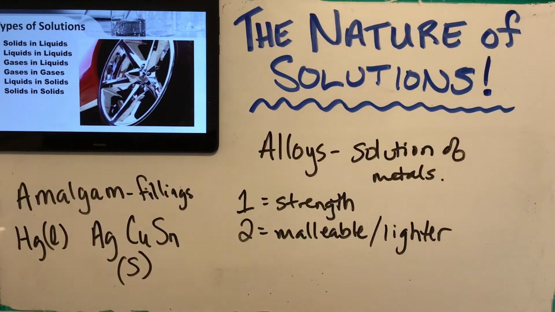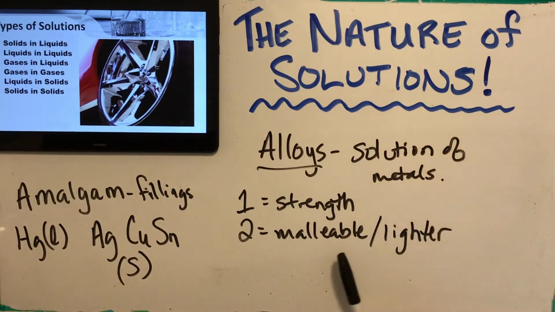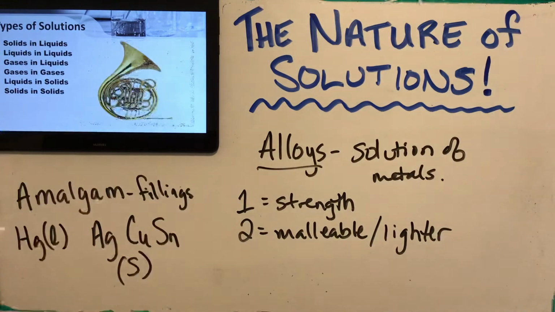But if I make an alloy and mix two metals, melt them down and mix them, I can get the benefit of the strength from the first metal and then the lightness. It'll lighten it up, and it's also very shapeable or malleable, so I can make a custom look for my vehicle. So I get the best of both worlds here by combining the two metals.